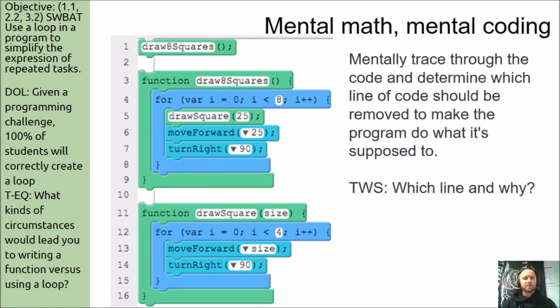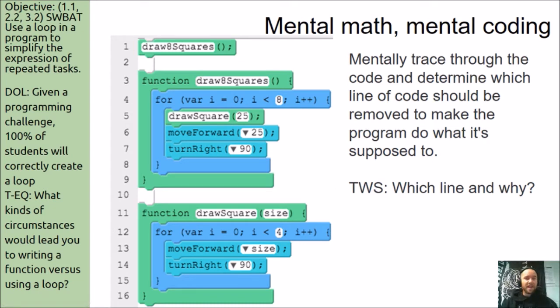So just like you're taught in school to do mental math, I want to teach you how to do some mental coding. So just looking at the code right here, mentally trace through it and determine which line of code should be removed to make the program do what it's supposed to. In real life, you may get a bunch of code and you have to just debug or figure out the problem all by yourself. Right here, I'm telling you to fix it, to make it work, all you have to do is remove a single line. So you tell me which line. 1, 3, 4, 5, 6, 7, and so on. It's just only one line though.